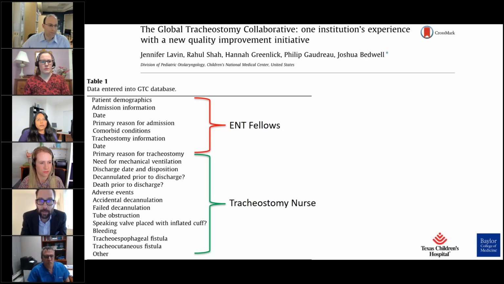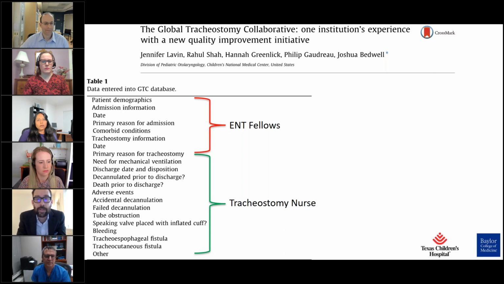In 2015, as Michael alluded to, we published our initial experience out of DC entering data into the GTC database. Now, in version 1 of the database, we were only collecting information on the index admission, or the admission where the patient received the tracheostomy, in what has now become known as the core. This figure nicely summarizes the variables that we aim to capture at that point in time.